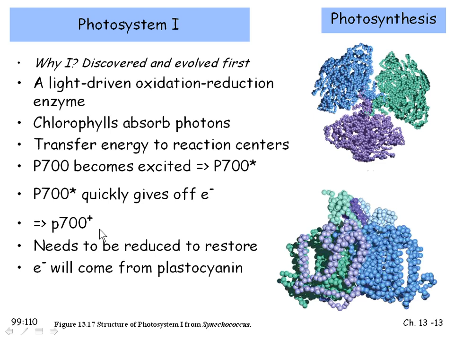Now we have a P700 plus. If that's where we left it, things would come to a grinding halt. So the electrons that are needed for P700 plus to be reduced will come from plastocyanin. So rather than coming from water directly, these are coming from plastocyanin. You can see again the overall intricate architecture, that they're well organized, well packed with each other. Here you can look down on top of it and see there's a radial symmetry to it all.